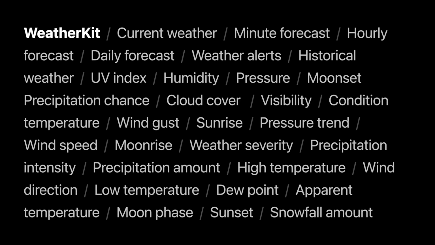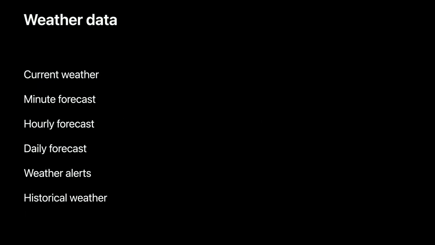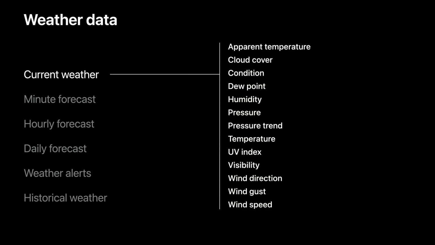Let me start with an overview of the available weather data sets. As I mentioned, you have access to a lot of data in WeatherKit. So let's talk about each data set. The current weather dataset describes the now conditions at the requested location. It represents a single point in time and includes conditions like UV index, temperature, and wind.